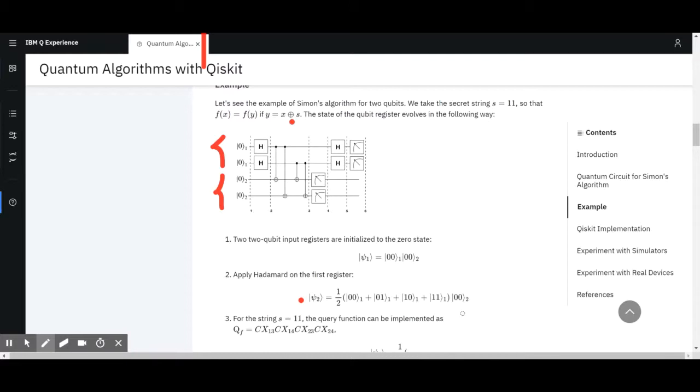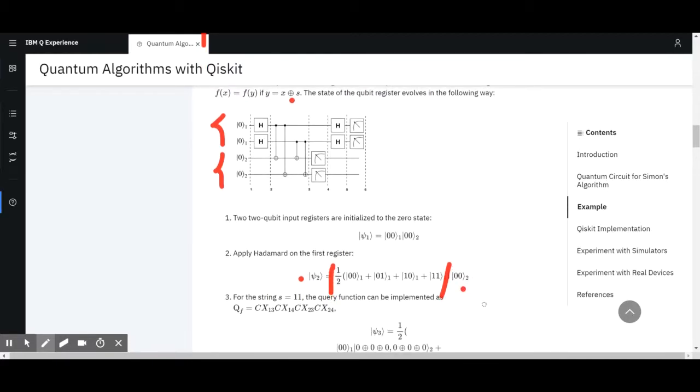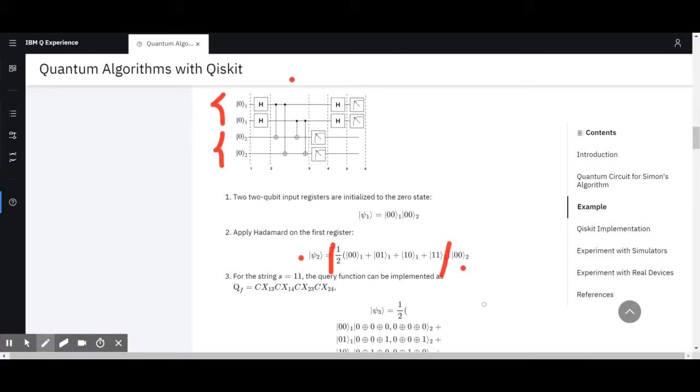Correct. So basically here is, that's what you get because of the first register, and that's what you have in the other one. So it's sort of expressing your full state, yeah. For the string S equals 11, the query function can be implemented as the following.